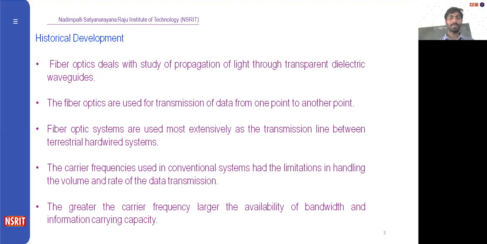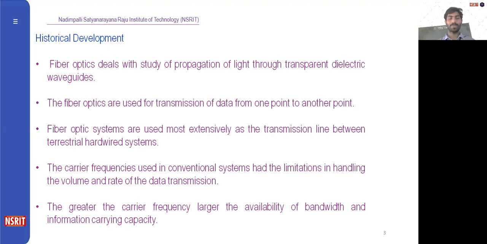Okay. Fiber optics is used for transmission of data from one point to another point. That means fiber optics is used for transmitting data from the transmitter to the receiver. One point is your transmitter and the other point is your receiver. Fiber optic systems are used most extensively as the transmission line between terrestrial and hardwired systems. That means fiber optics deals with wiring and with the systems that are connected with wires. It is not a wireless communication system.